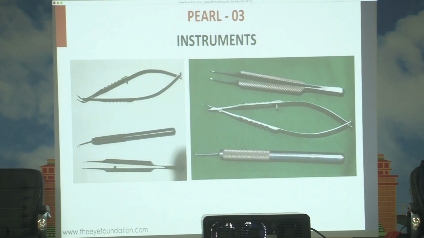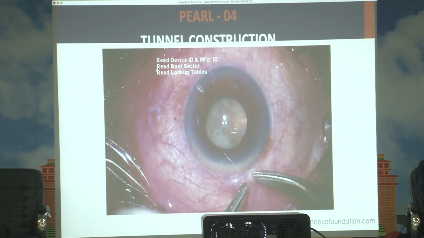The instrumentation is so basic and simple. You just need forceps to stabilize the IOL as you are inserting it. You need to make your paracentesis with your side port blades, and then you need just one simple dialing hook to enclavate the iris, or even an ordinary syringe with a cannula would do.